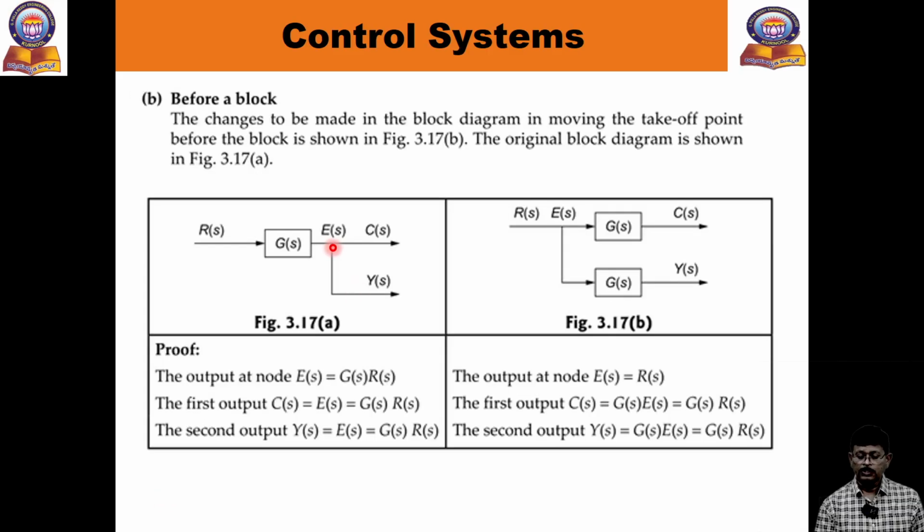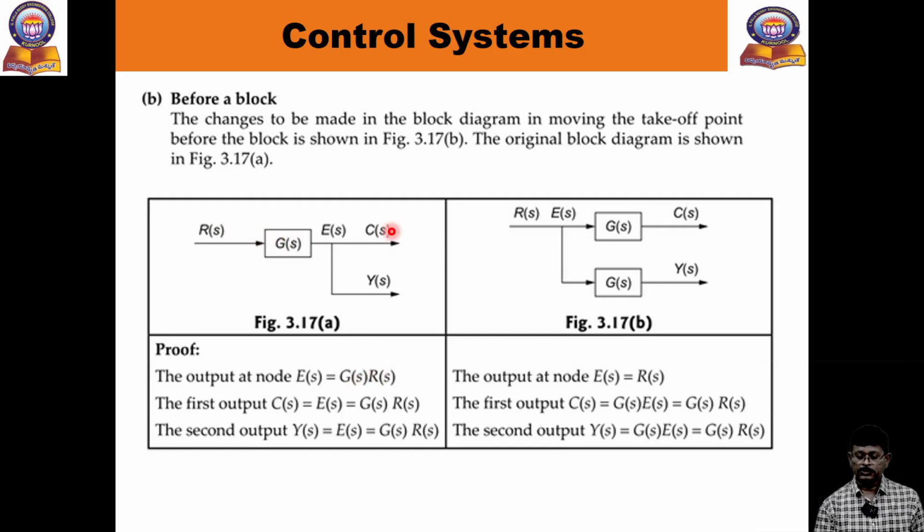Now, so you can see. So now it is the block here, the pickup point. I want to shift it before the block. What will we do? So now just to see the proof. So what is C of S? C of S equal to E of S into R of S. Clear? So what is C of S equal to? C of S equal to E of S. What is E of S? R of S into G of S. Okay, so you can see here E of S equal to R of S into G of S.